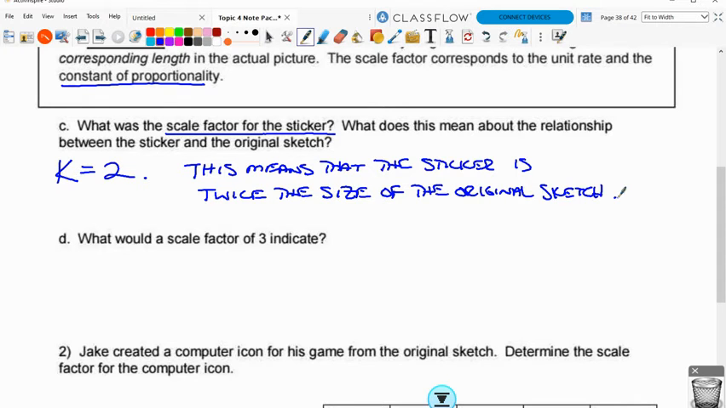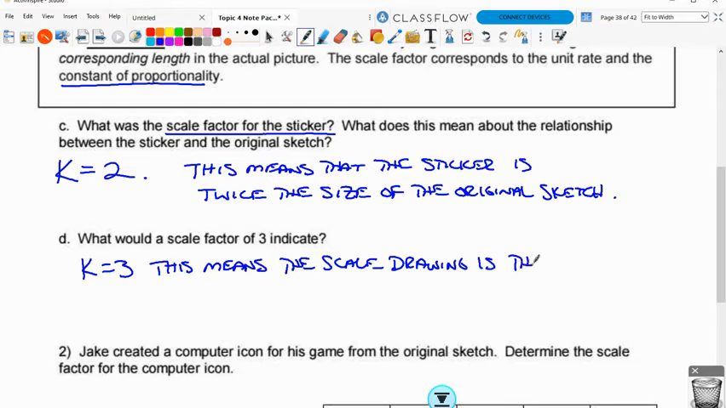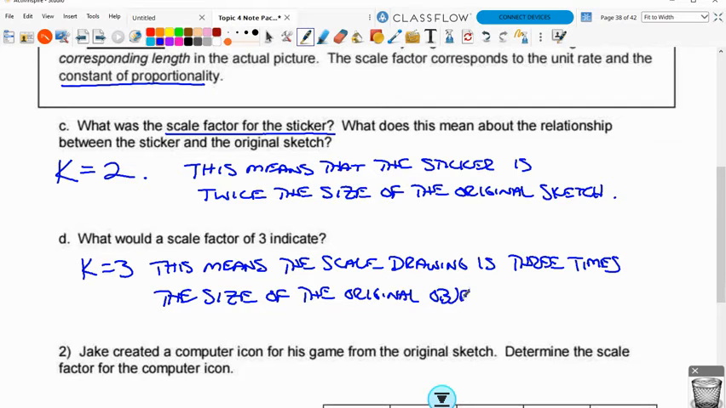D asks, what would a scale factor of 3 indicate? Well, if k equals 3, this means the scale drawing is 3 times the size of the original object. Okay, so if k equals 2, it was twice the size. K equals 3, 3 times the size of the original object.